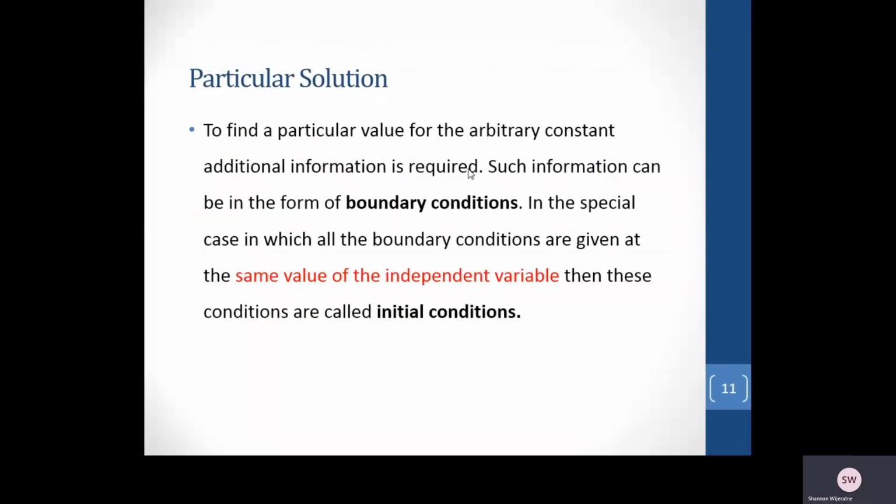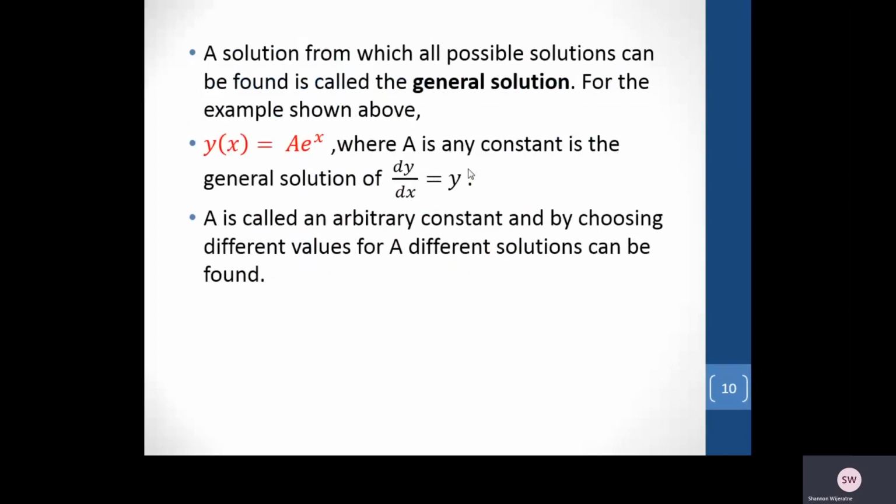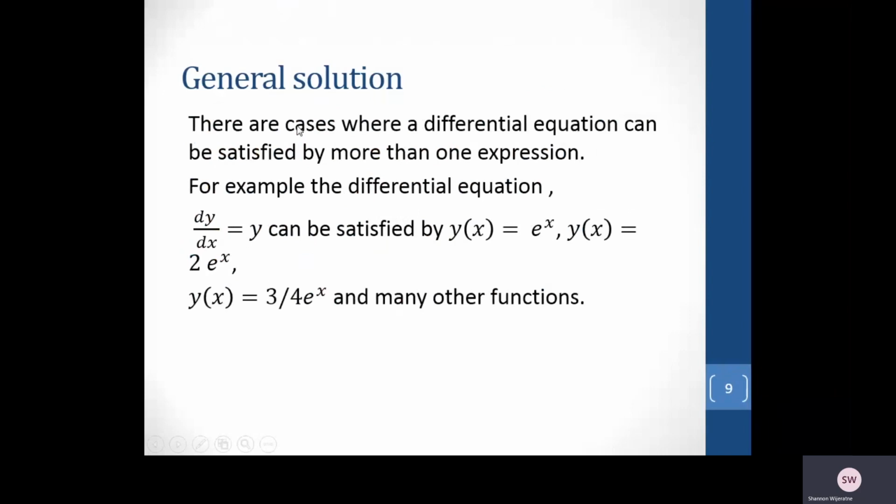Then the particular solution. The particular solution means simply that you can find a particular value. For example, if you can find a particular value for this a, depending on the conditions given, it is called a particular solution. So if we take these three solutions separately, this can be considered as one of the particular solutions.